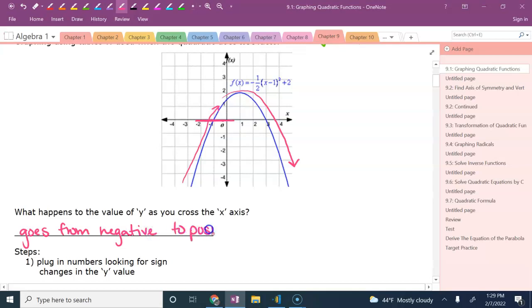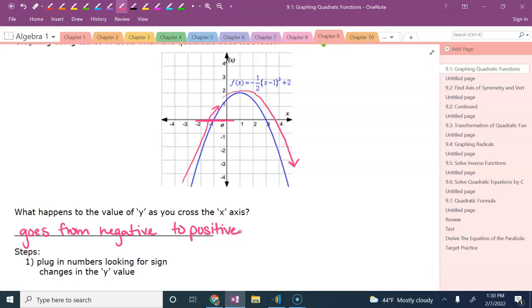Or vice versa. It went from a positive value to a negative value. The really important thing to see there is that you're looking for that change of sign, where the y value is going to change from being a positive to a negative, or from a negative to a positive. And we'll see that a lot more when we start looking at our tables, and that's going to be something that you're going to want to be able to identify.